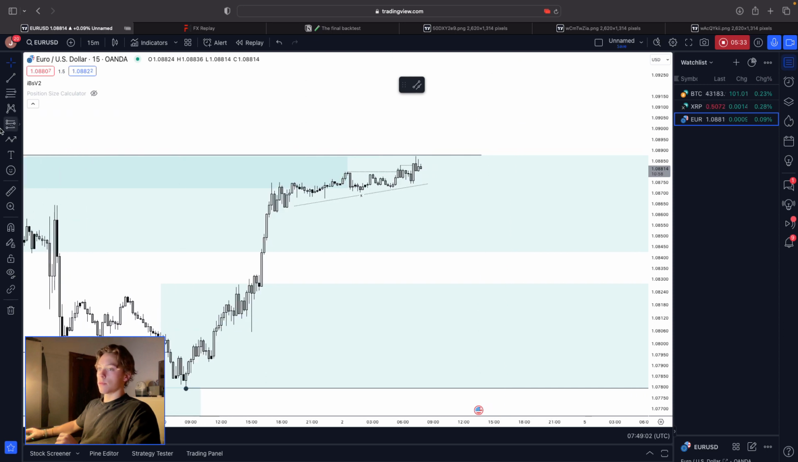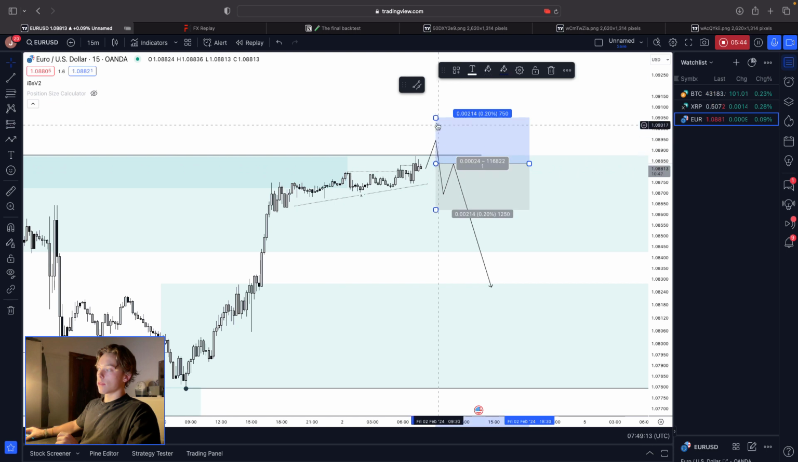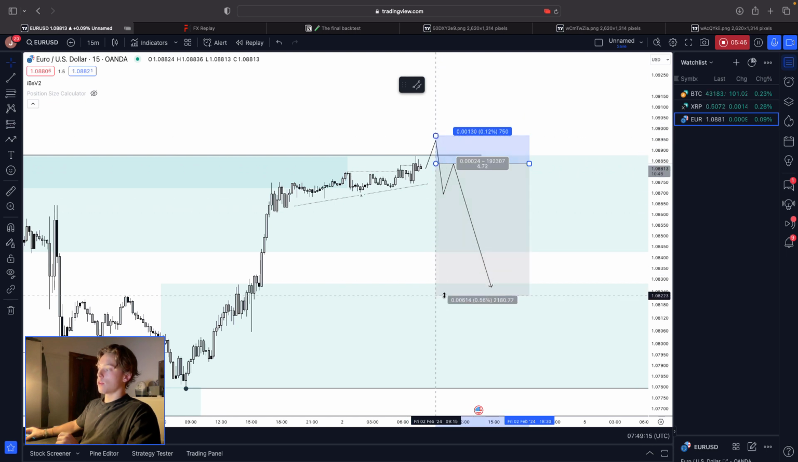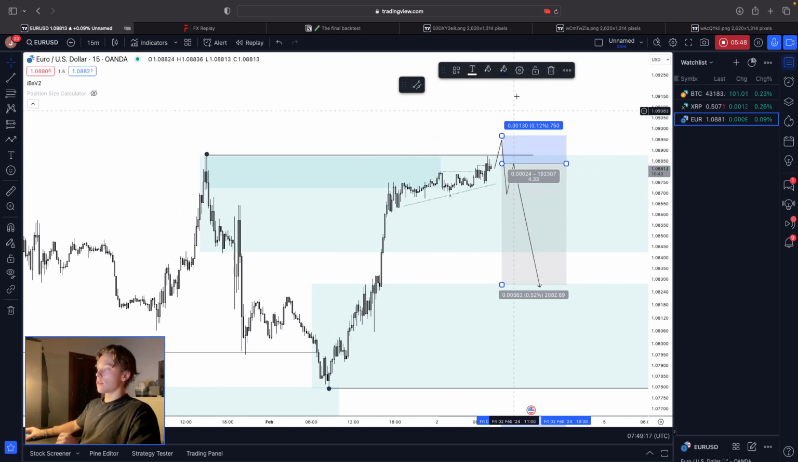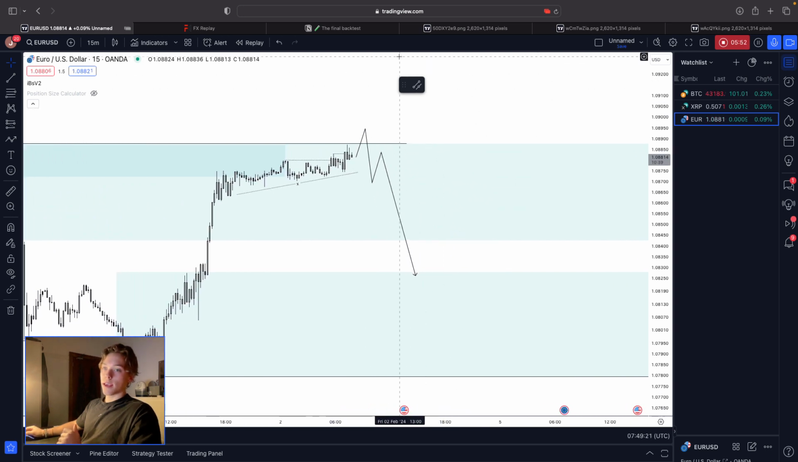But yeah, so plan today, potentially look for that liquidity sweep, internal break of structure, and then getting shorts from one of these points of interest. Yeah, so that's the plan today, guys.